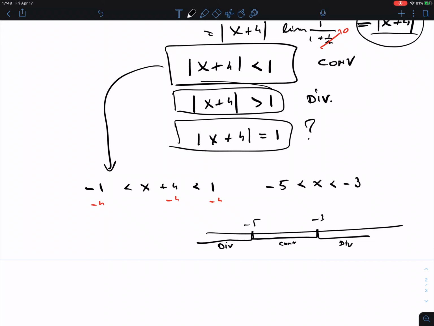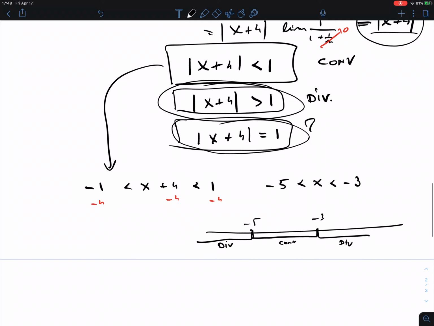But outside is exactly this condition, right? It's just the opposite of this. But what is this then? Well, this is exactly these 2 points. So these 2 points, we don't know exactly what happens yet, and so we will need to investigate it separately.